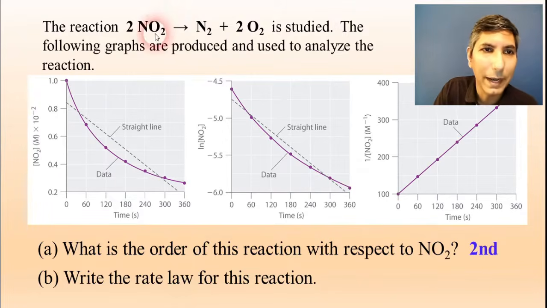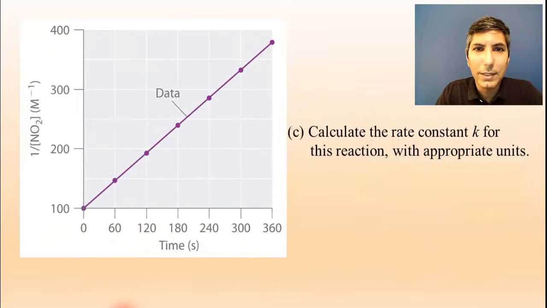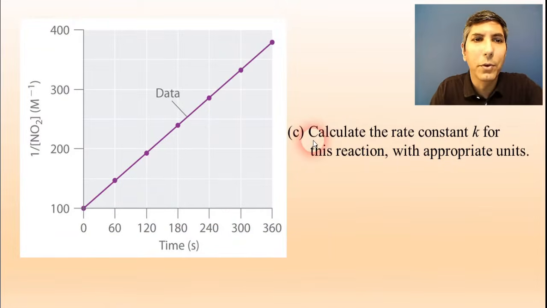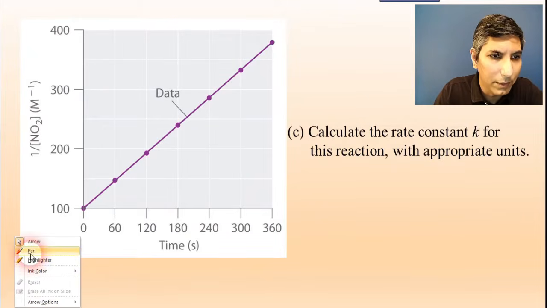Now let's write the rate law. Well, there's only one reactant, so this is pretty straightforward. Rate equals K times NO2, and since it's second order, it's squared. So put that little squared up there. Now, this is how we determine the order of something graphically. Now, we're going to take this one step further, and we're going to do part C, and let's determine the rate constant for this reaction with appropriate units.